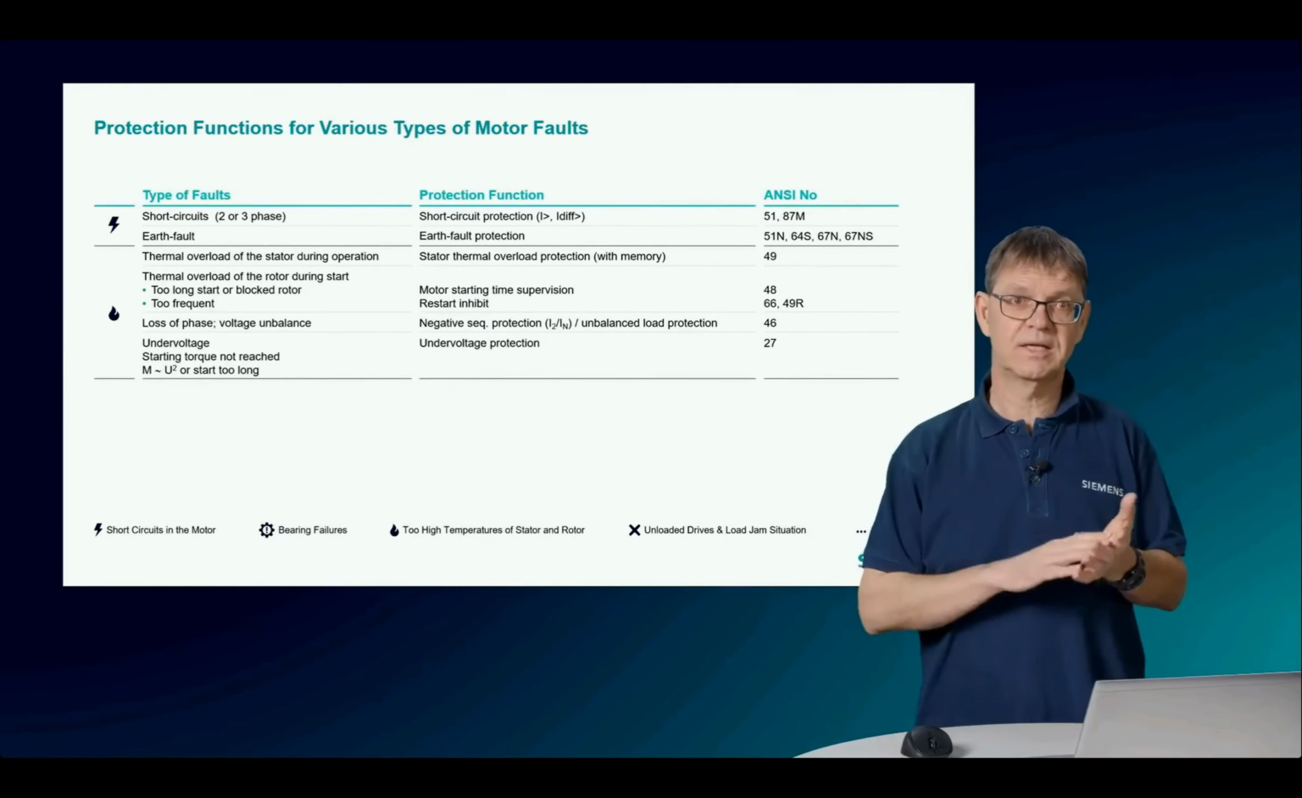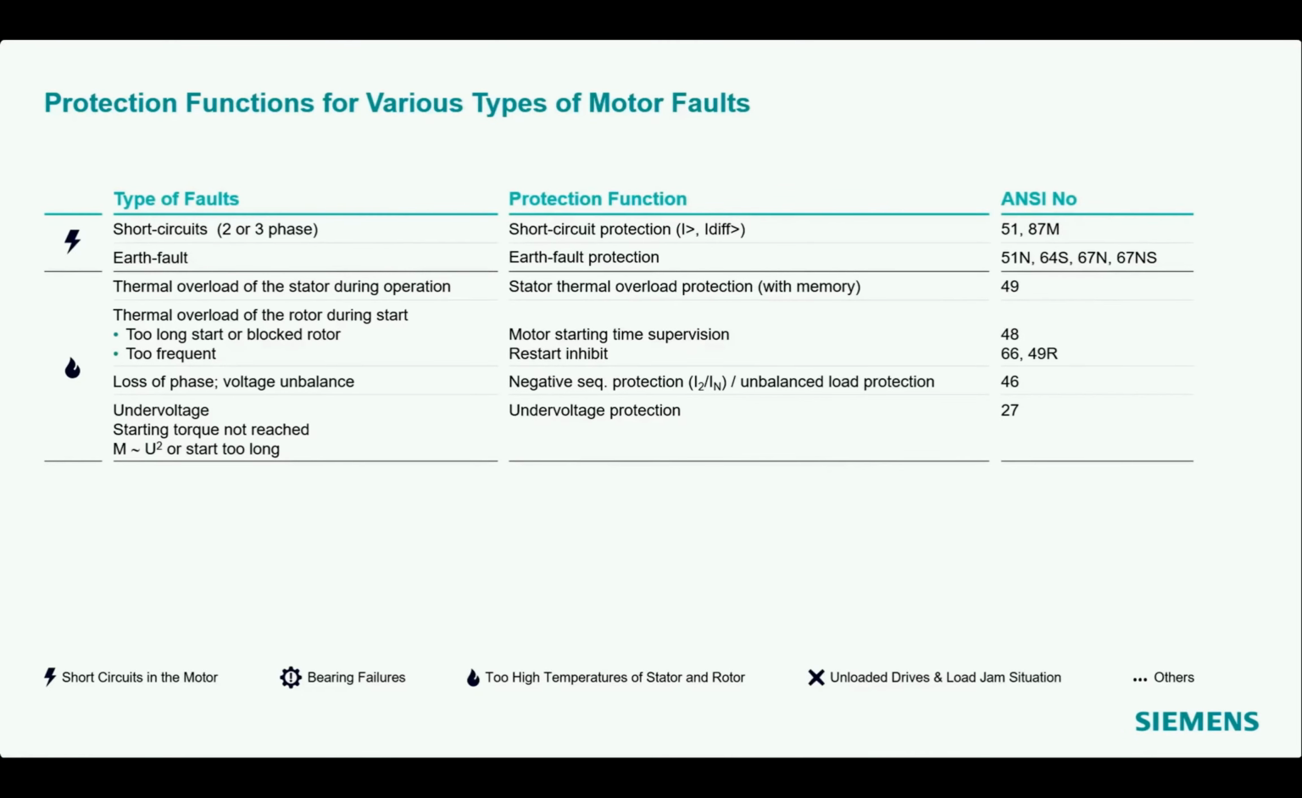And I put undervoltage also in this category, because if the voltage is too low, then it might be that the motor cannot start up at all. In this case, it does not make sense to try as long as possible until the maximum temperature has been reached. So the undervoltage protection in such a case trips right from the beginning, so that the stator, especially the rotor, does not get a high thermal stress.